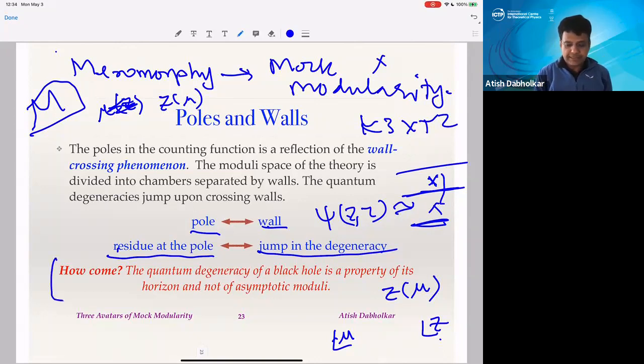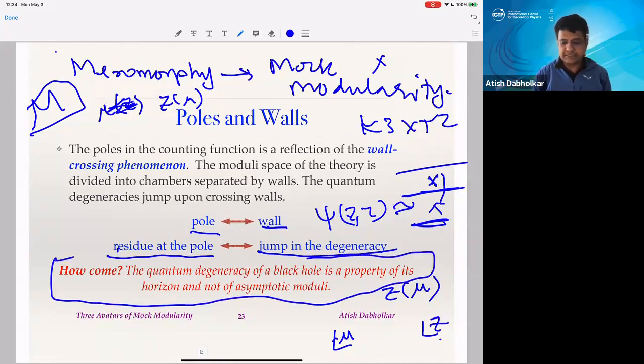However, this is still surprising if you're a black hole physicist, because one of the reasons why I was interested in this was to understand the quantum degeneracy of a black hole.